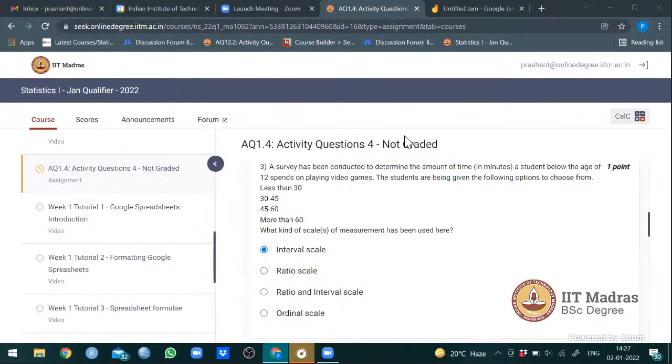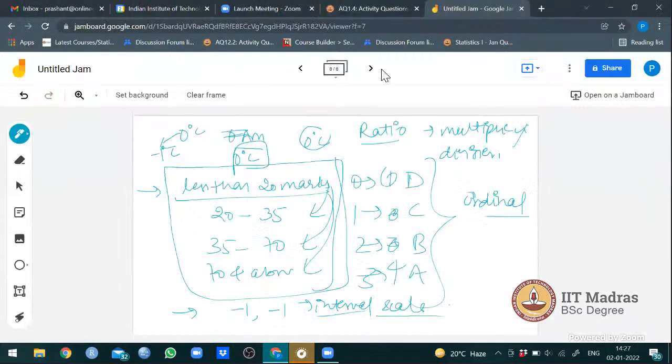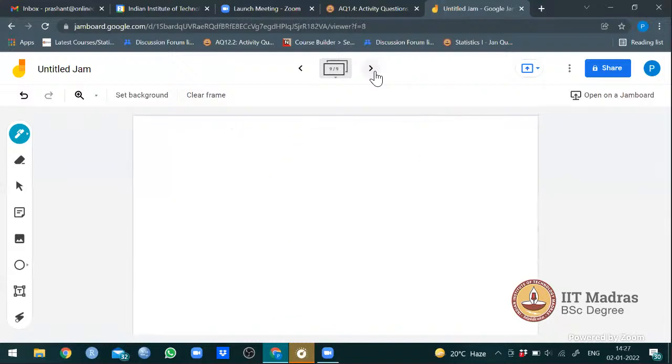Actually, what I was saying is because there are words involved, like less than and more than. No, don't go with that. Also the interval should be the same. See, what are the properties of ordinal? It applies to categorical data, and you can order or rank. Yes, fine.